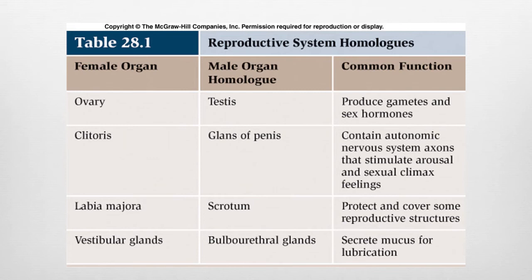So some of the structures that I just mentioned that were homologous between males and females. Between males and females, they both have a gonad, so they have the ovaries versus the testes. Both have a glans, so you have a glans penis and a glans clitoris for the male and the female. The labia majora's homologous structure is the scrotum, and the vestibular glands in the female are homologous to the bulbourethral glands in the male.